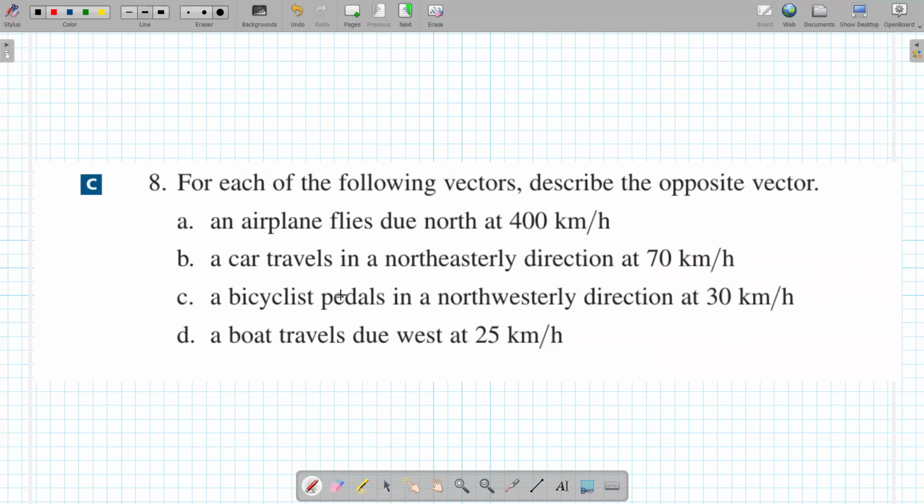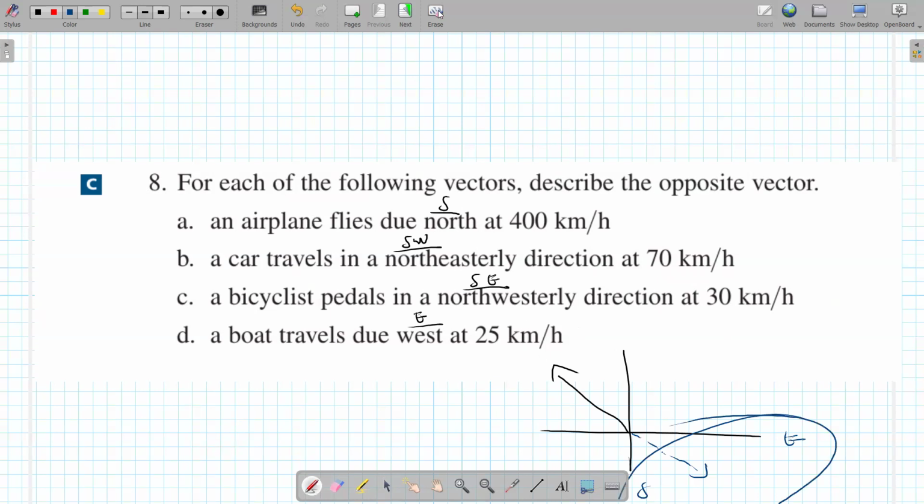So for part 8A, it says an airplane flies due north at 400 kilometers per hour. What's the opposite? It's going to be flying south. That's it. A car travels northeast, so it's going to be southwest. Northwest, it's going to be southeast. West, it's going to be east. That's it, and you're done. I'll show you why northwest is southeast. Northwest goes this way. The opposite of that is this, which is going southeast, right? Just flip it 180. It's very simple.